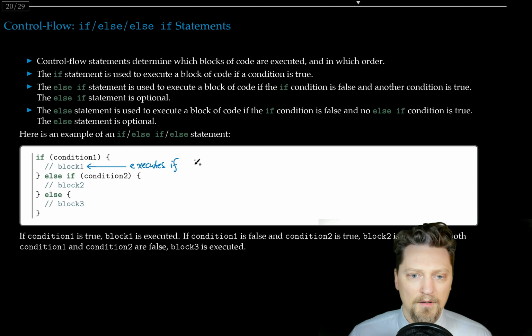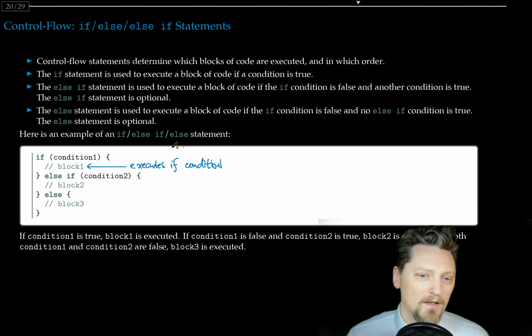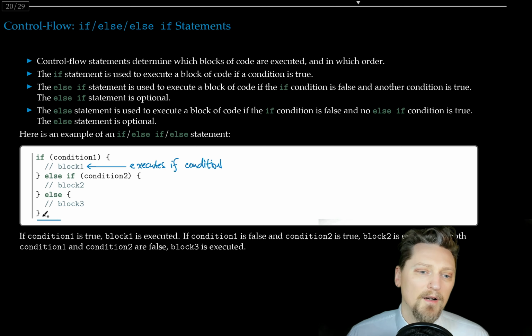If condition 1 evaluates to true, then it will execute block 1. And then it will skip the rest of this and move on to the line down here.